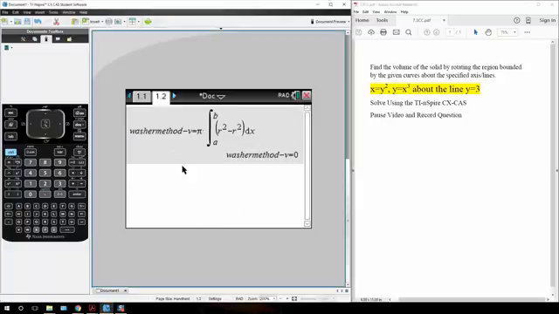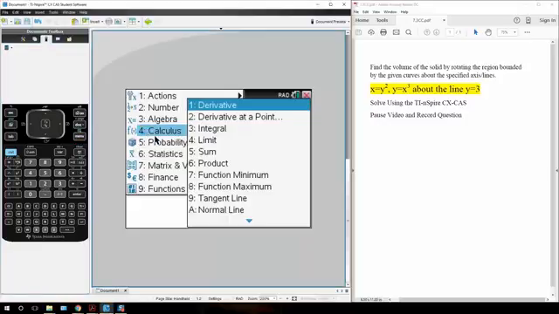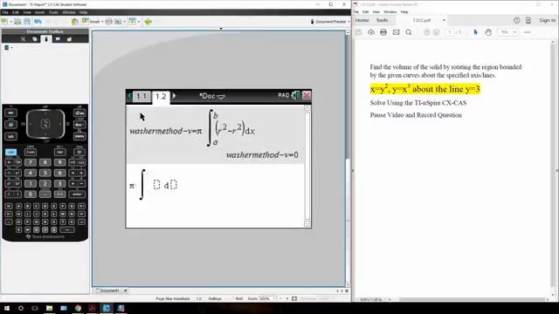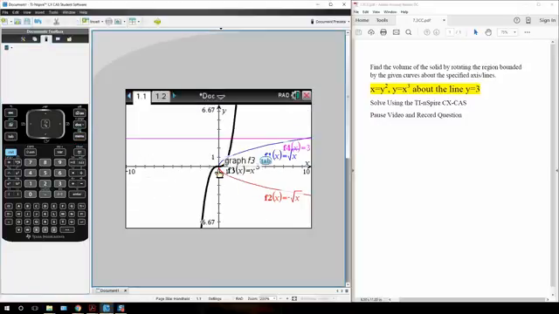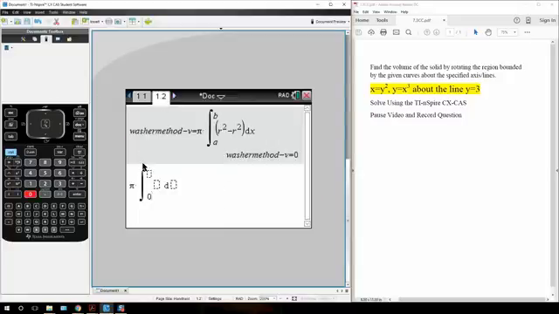And the washer method formula, which would give us volume, is pi times the integral from a to b of big R squared minus little r squared. And so for us, it's going to be pi times the integral. Our a value is 0, and our b is going to be 1.